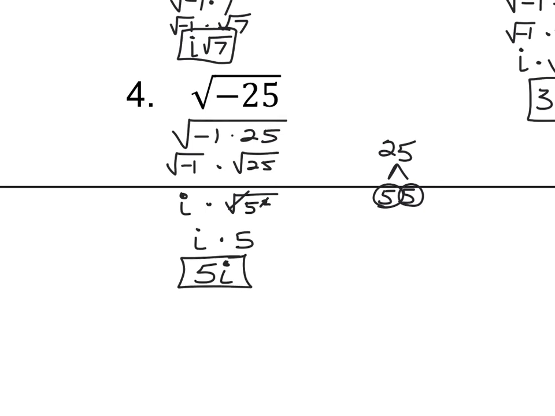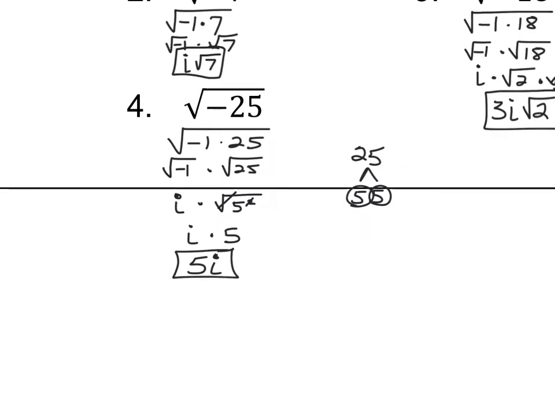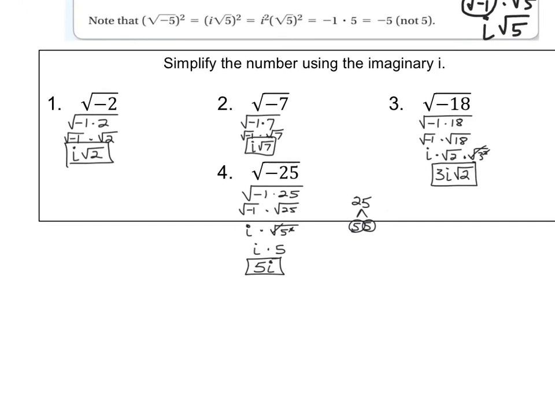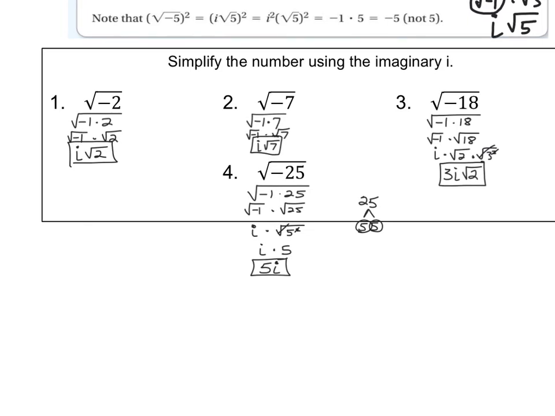Okay, so now you should be able to simplify all your roots with negative numbers on page 3 of your class kick examples.